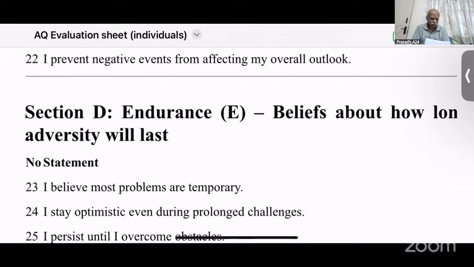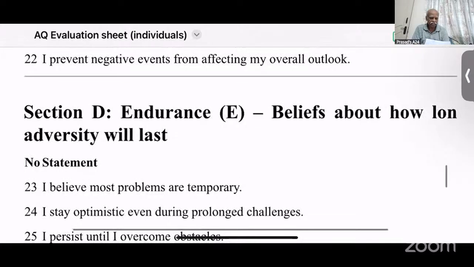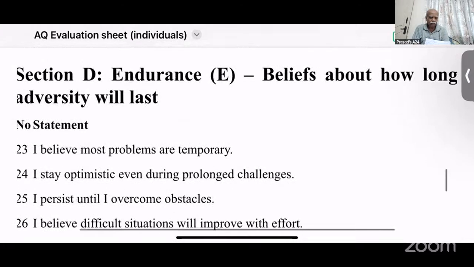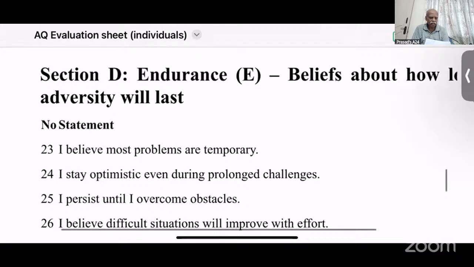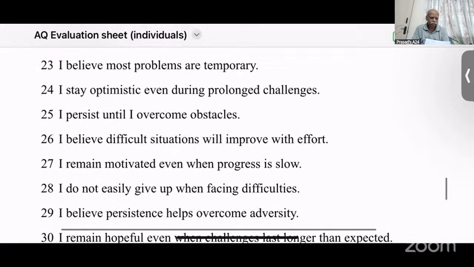Section D, endurance. Beliefs about how long adversity will last. So statement number 23. I believe most challenges are temporary.